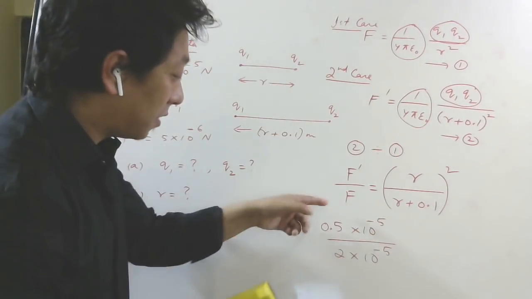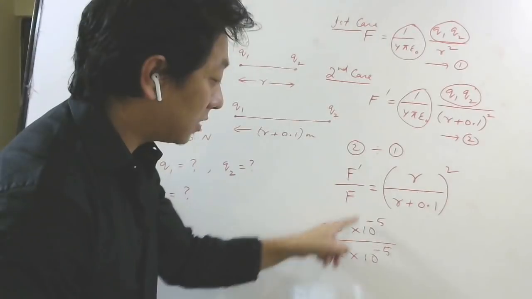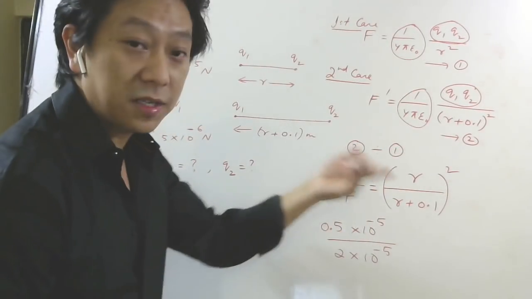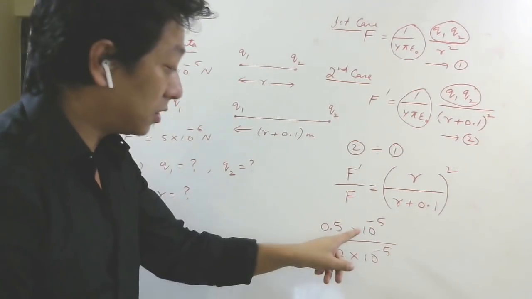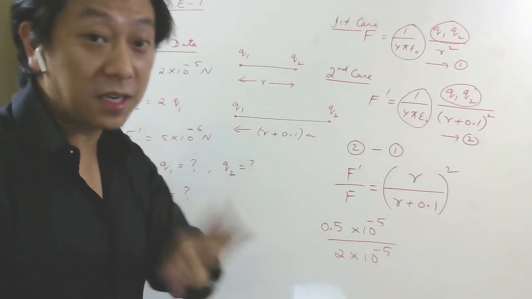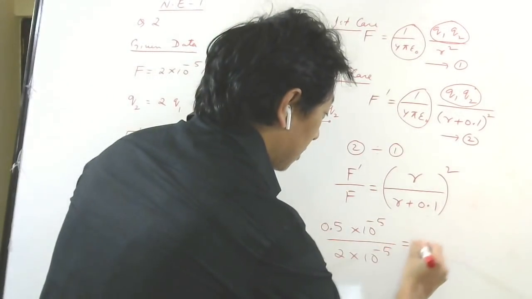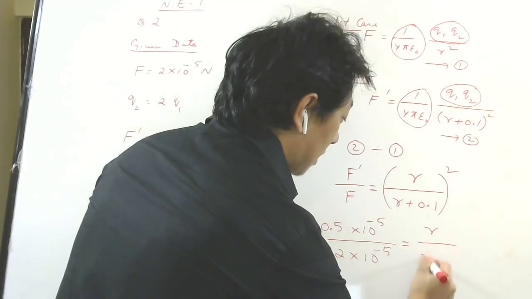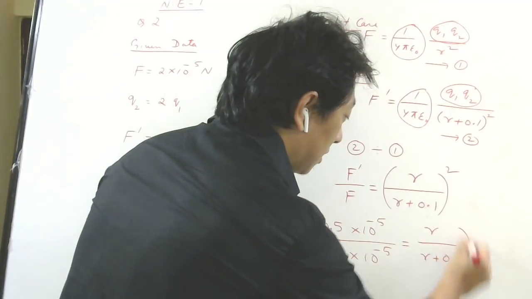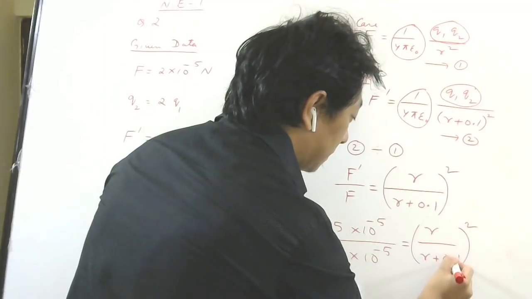So I made 5 smaller, so I should make this number larger. Since it was minus 6, I should make it minus 5. Because it is minus, right? Minus 5 is larger than minus 6. So that will be equal to R divided by R plus 0.1 whole square.